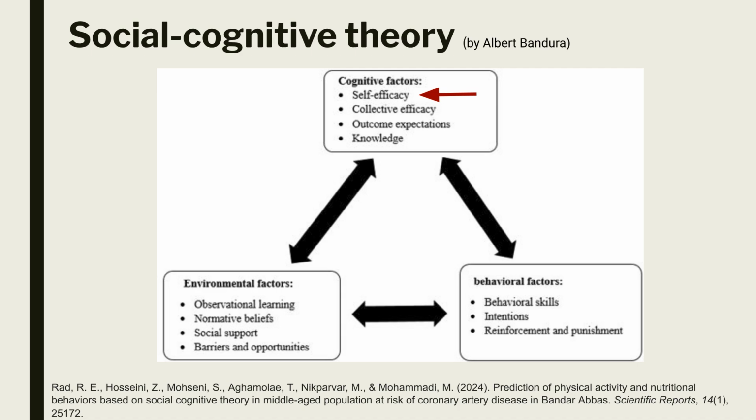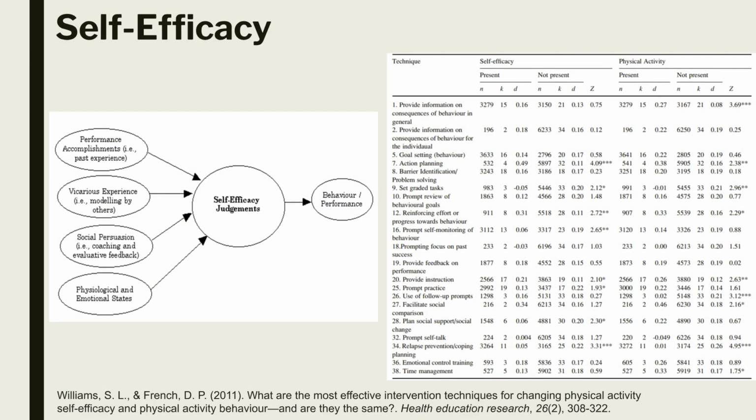Research based on social cognitive theory has shown that several key factors are significantly associated with increased engagement in physical activity, including social support, self-efficacy, outcome expectations, particularly negative outcome expectations, and self-regulation. What is self-efficacy? Let's take a closer look at this concept. As you can see, self-efficacy is one of the key components of social cognitive theory.